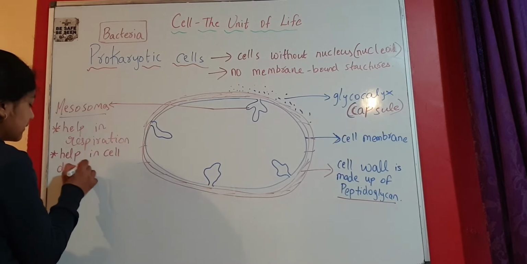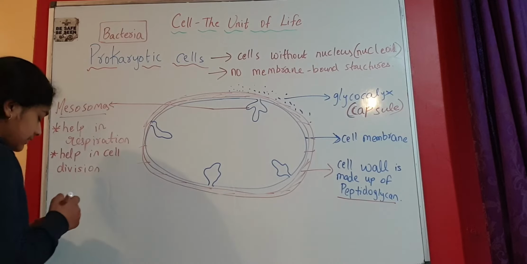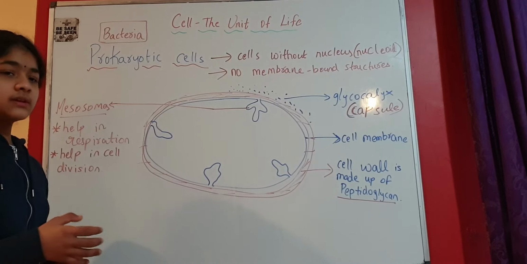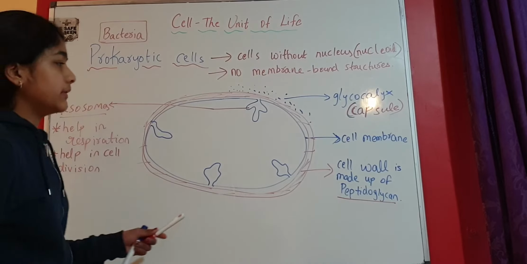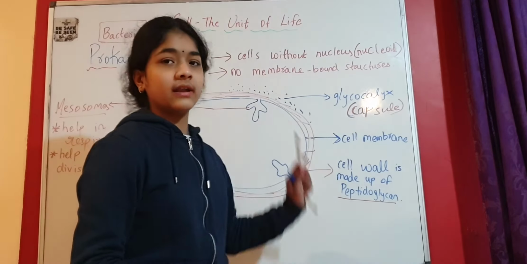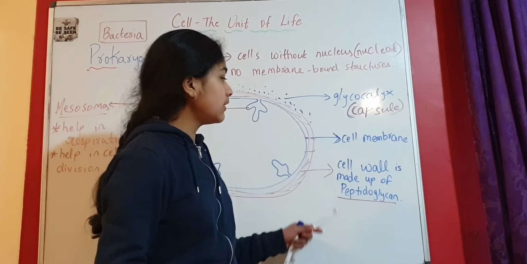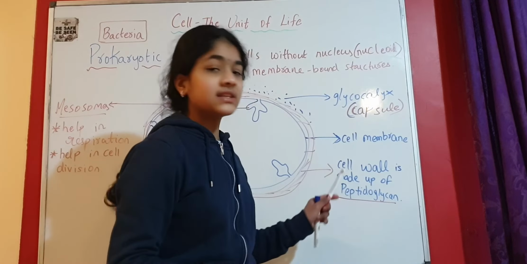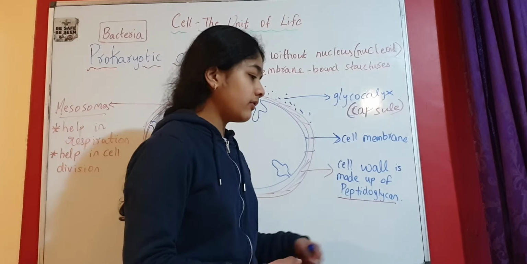Cell division is meiosis, mitosis, and the division of the cells. So we have looked at the cell membrane. The infoldings of the cell membrane are called mesosomes. We have looked at the glycocalyx, which is also called the capsule, and then we have looked at the cell wall, and this is made up of peptidoglycan.